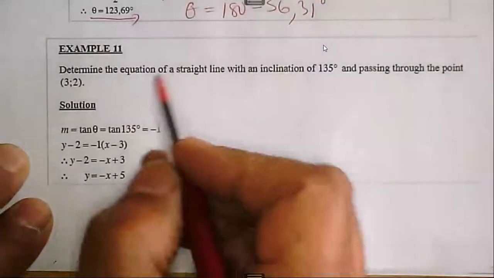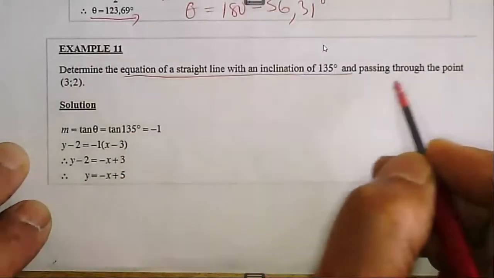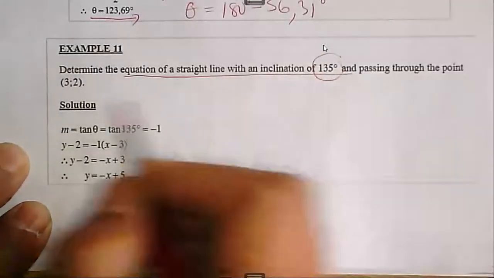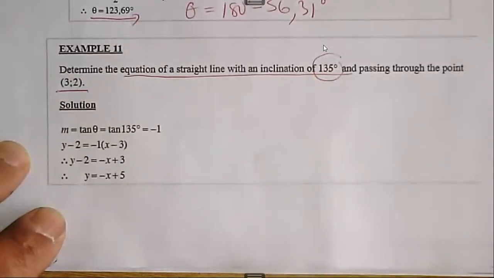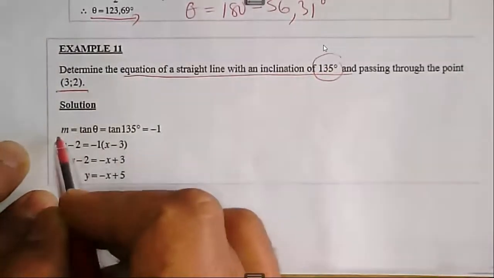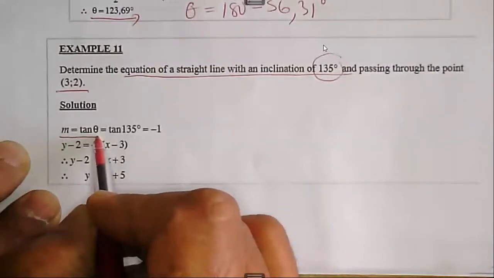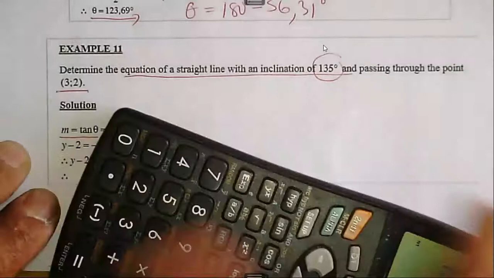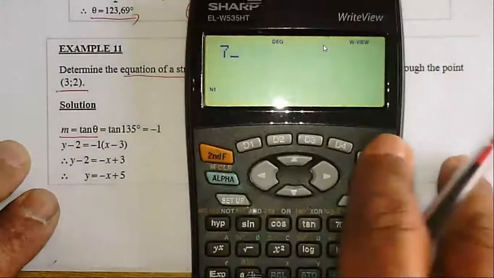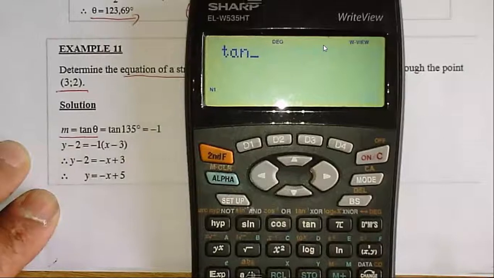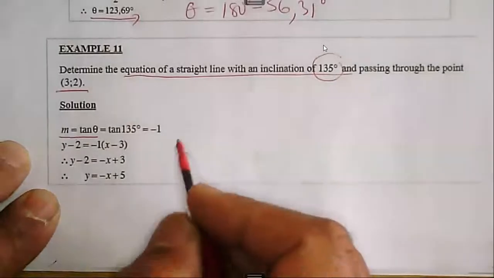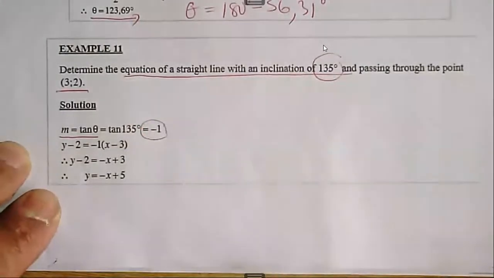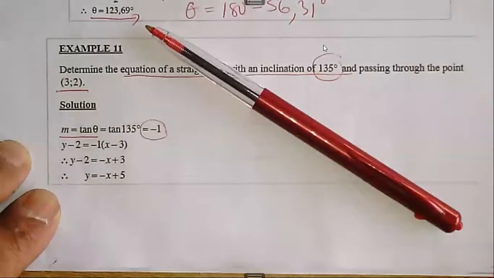Determine the equation of a straight line with inclination 135, and it passes through the point (3; 2). Oh, now they give you the angle. What you should do is, you again start with the formula that gradient is tan theta. So what is the tan of 135? Well, let's see. The tan of 135 is negative 1. Now, a negative gradient should tell you the direction: a line like that is a decreasing function.